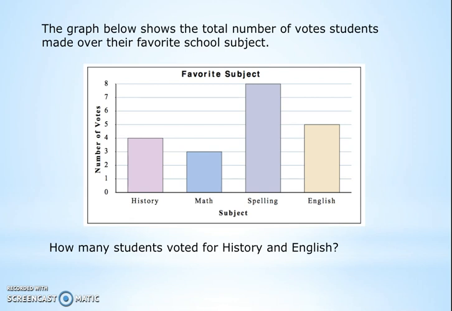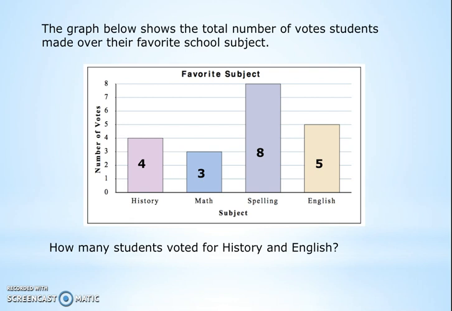Before I can answer a question, I need to go ahead and label my bar graphs. I need to find my endpoints. Again, my endpoints are at the end of my bars. For history, I see that my bar ends at 4. So 4 votes were made for history. 3 votes were made for math. 8 votes were made for spelling, and 5 votes were made for English.